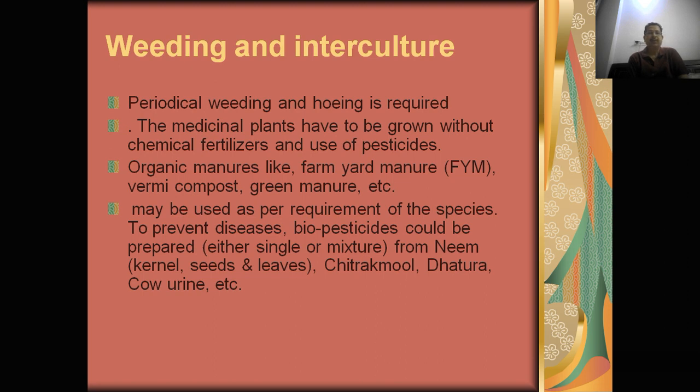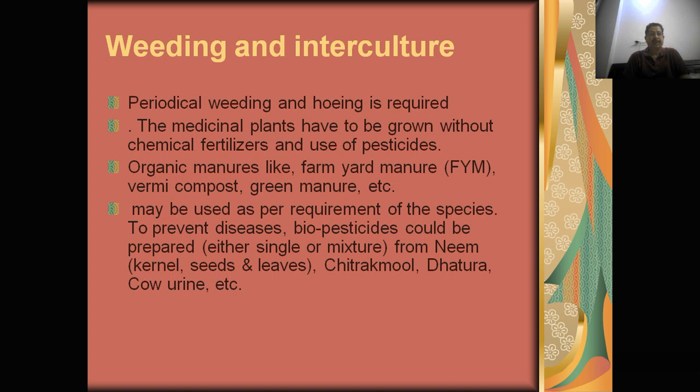Periodic weeding and hoeing is required. The medicinal plant has to be grown without chemical fertilizer and use of pesticide. Organic manure like farmyard manure, vermicompost and green manuring should be given to the Isabgol. It may be used as a pre-requirement of the species to prevent diseases.